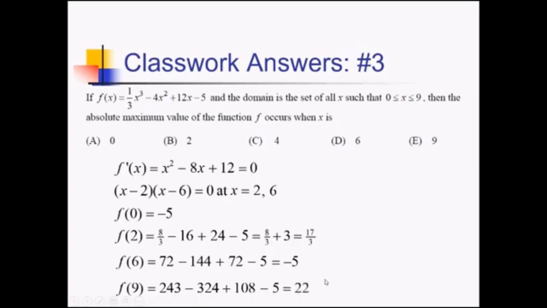There we go. So at the end of the day, we were looking for the biggest value. That happens right here. 22 is definitely way bigger than 17 over 3. 22 would have been like 66 over 3. So our max happens at x equals 9, choice E.